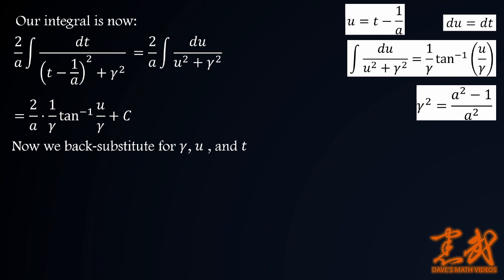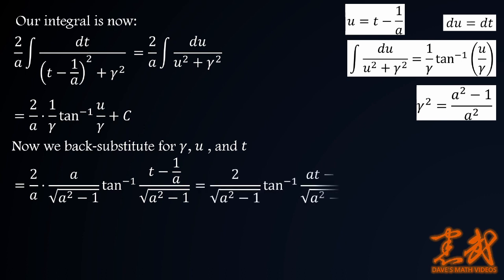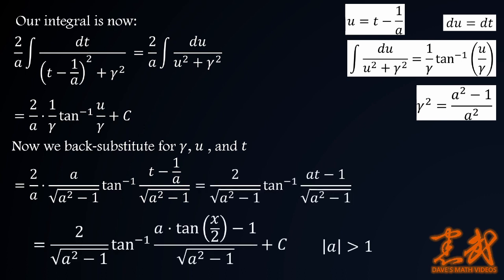At this point, we need to back substitute for gamma, u, and t. If we do this, we arrive at the final answer of 2 over the square root of a squared minus 1 times the inverse tangent of a times tangent of x over 2 minus 1 over the square root of a squared minus 1, plus c.